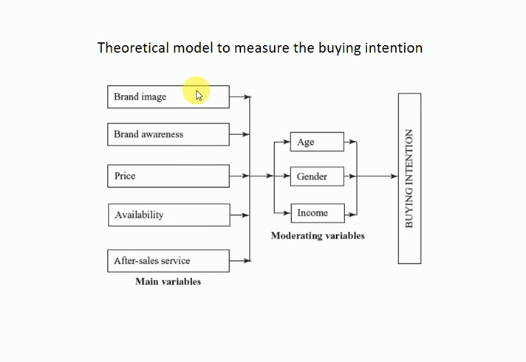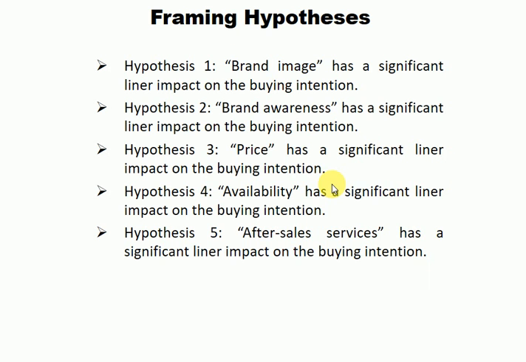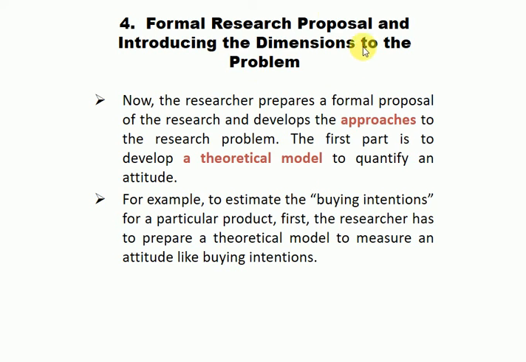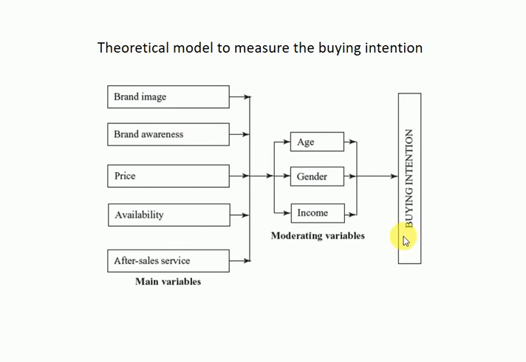Amongst it, the researcher may have one objective: to identify which one impacts the most. Where lies the problem? Is it a problem of income, gender, or age? So this step is the formal research proposal and introducing dimensions to the problem. The ultimate problem is buying intention, because intentions are not positive, or people are not buying it. So these are the dimensions which have been added.